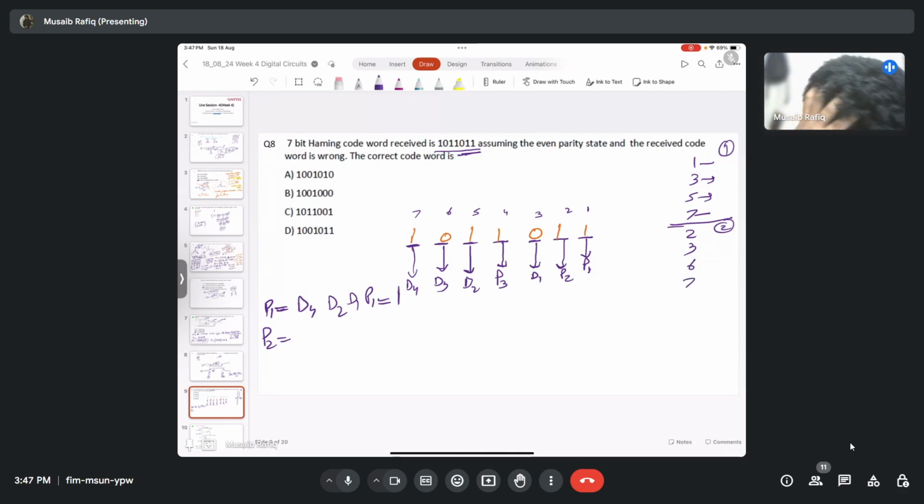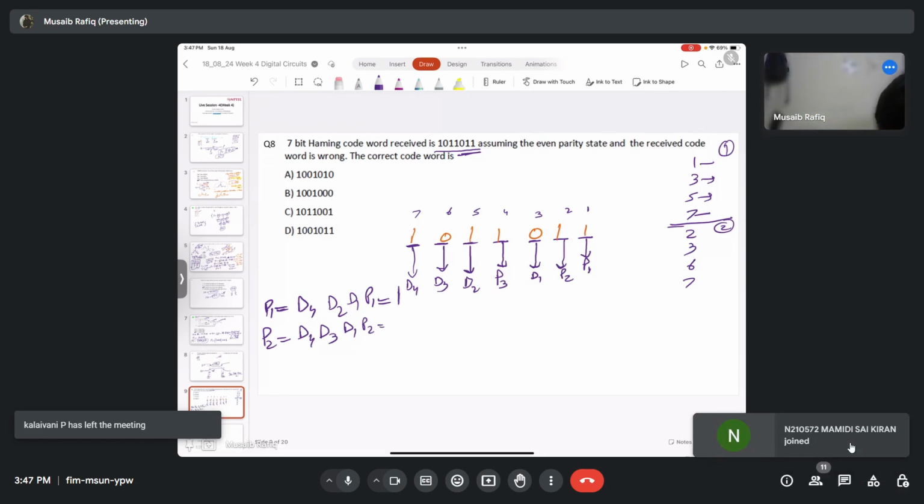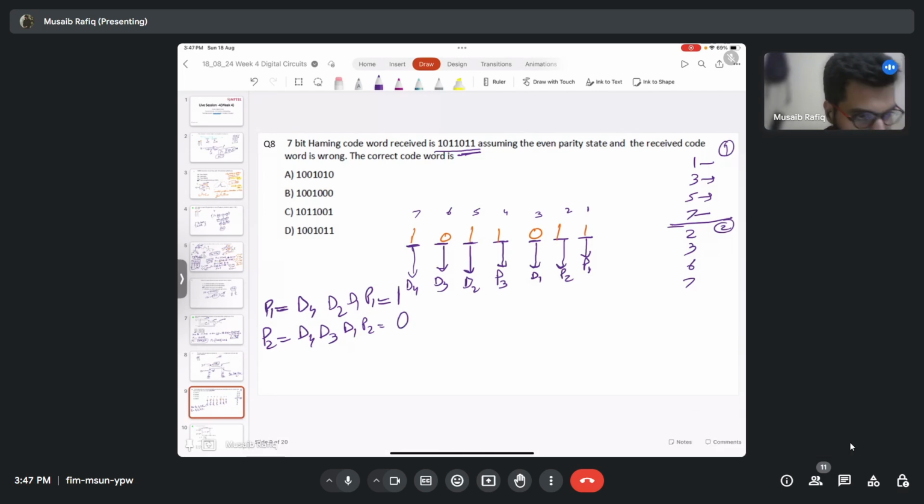So for P2 I have to check D4, D3, D1 and P2. So D4 is 1, D3 is 0, D1 is again 0, and P2 is 1. So it follows even parity, so I write 0 because there is no error. Then similarly for P3, actually I should write P4.